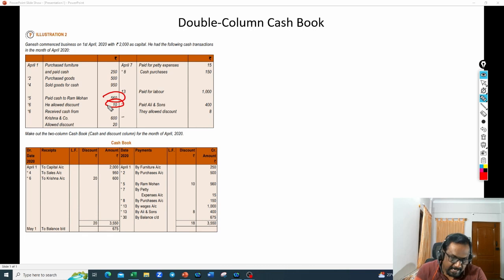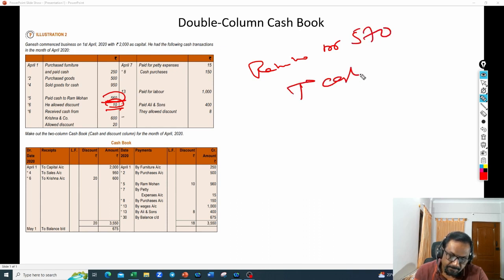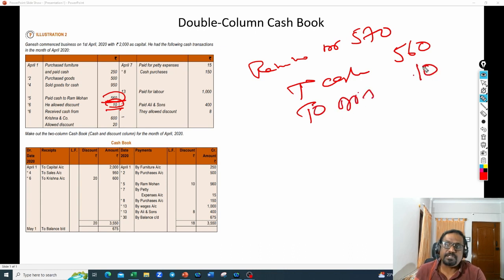So when we pay the cash here, how much are we supposed to pay? 560 plus 10. Discount also we are supposed to pay, right? But we did not pay. But when we are debiting Ram Mohan, we need to debit with the amount paid plus discount, right? So Ram Mohan account debit 570, to cash 560, to discount 10 rupees. This is how we post the entry.